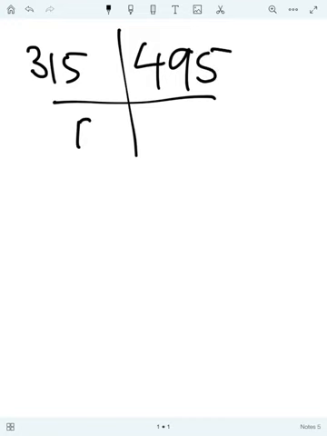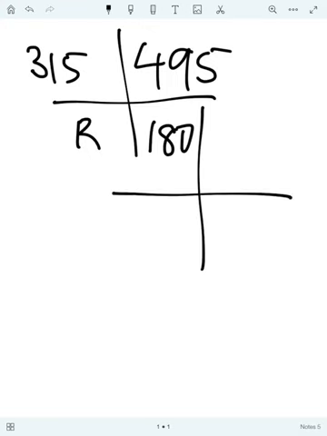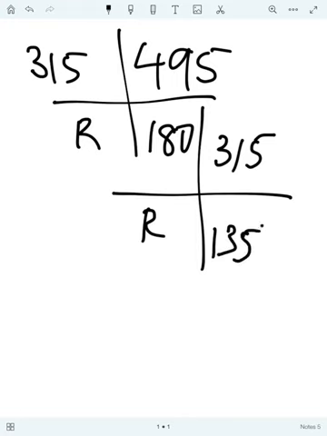Divide 495 by 315. So we will get the remainder as 180. Now again divide 315 by this remainder 180. So now what will be the remainder? 315 minus 180, that is 135.